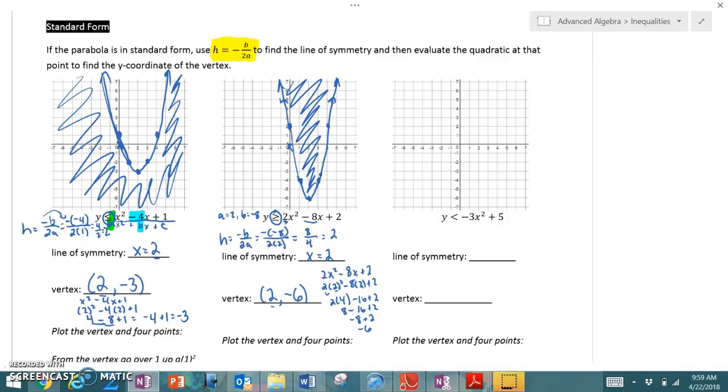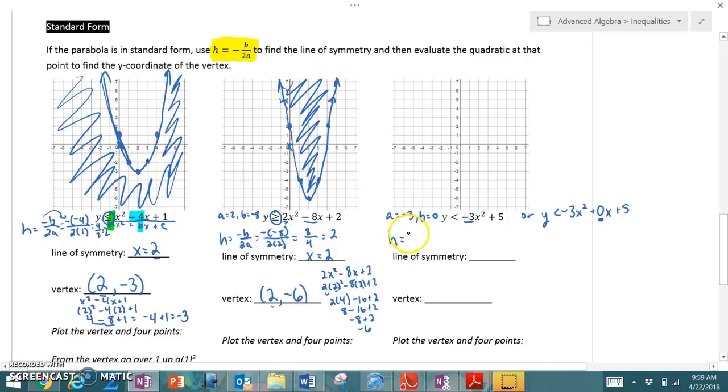Okay, last but not least, I have the last equation, y is less than negative 3x squared plus 5. Again, in this case, my A is negative 3. B is a little more confusing because I can't see anything there. So this is the same as negative 3x squared plus 0x plus 5. So it's important that we use B as 0. A lot of times people would accidentally use the 5.